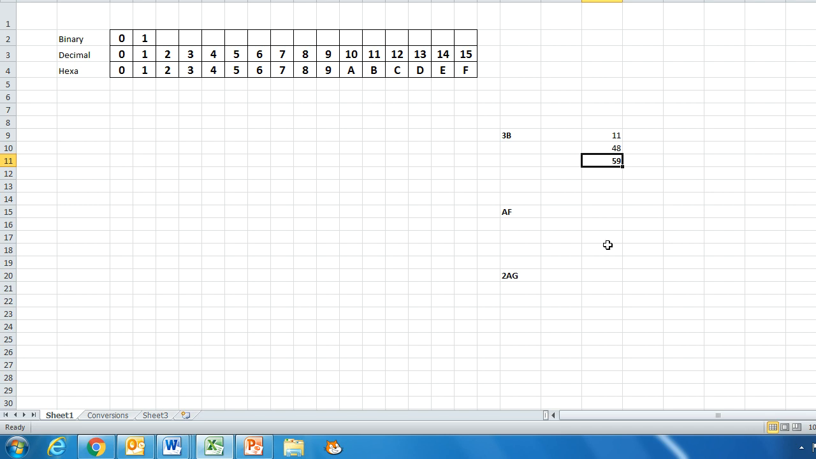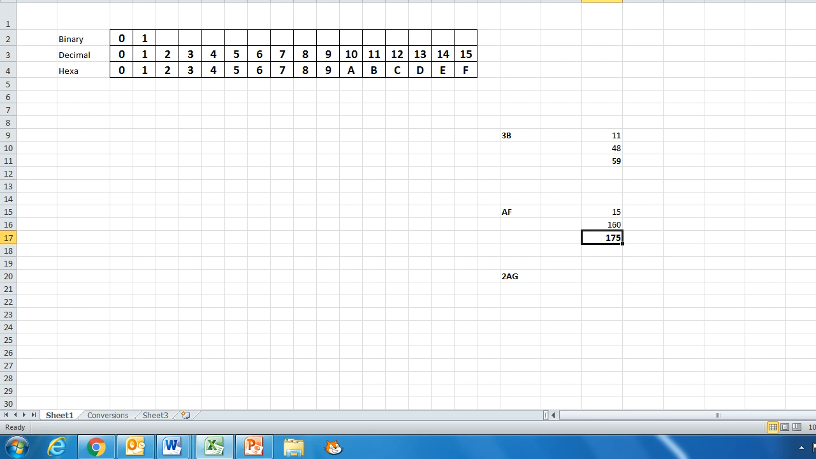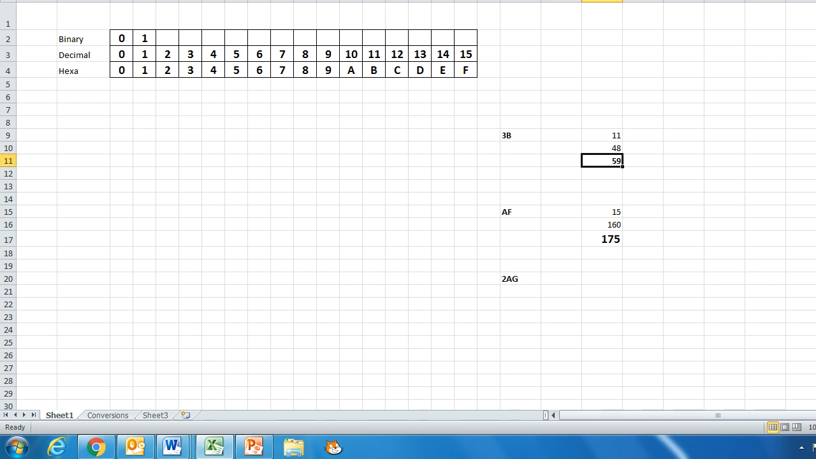Okay, it's not that difficult. Let's look at AF. The value of F is 15. A is 10 times 16. 10 times 16 is 160, and the answer is 175.